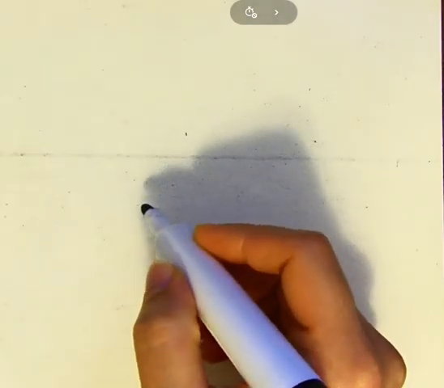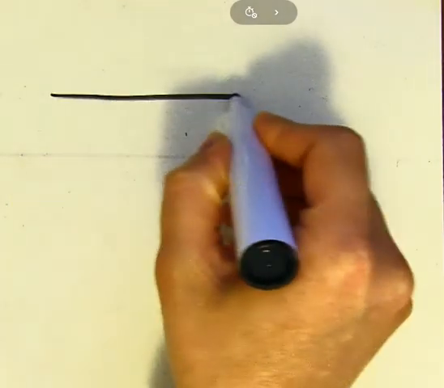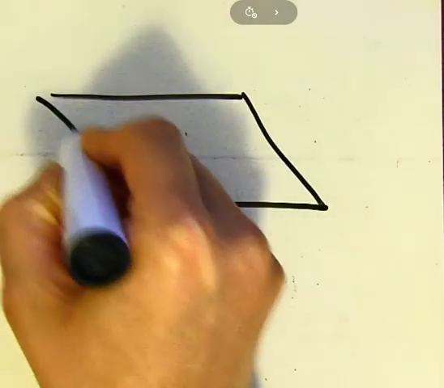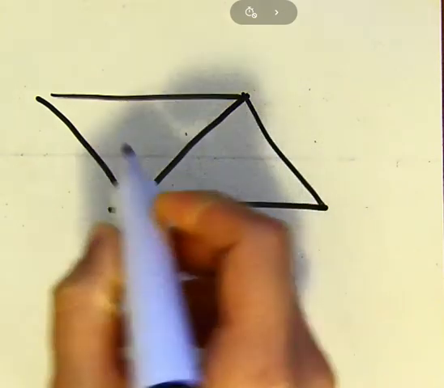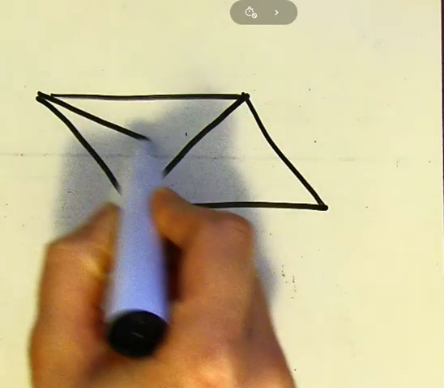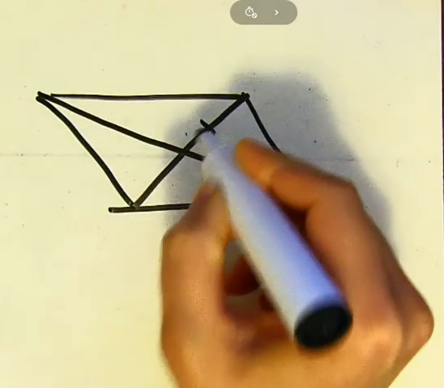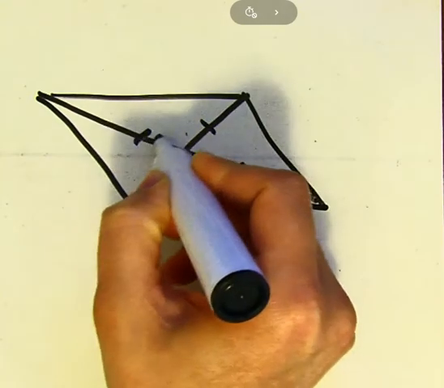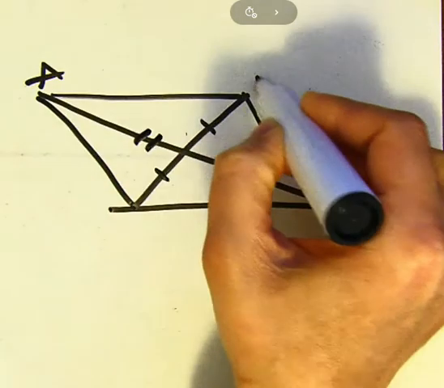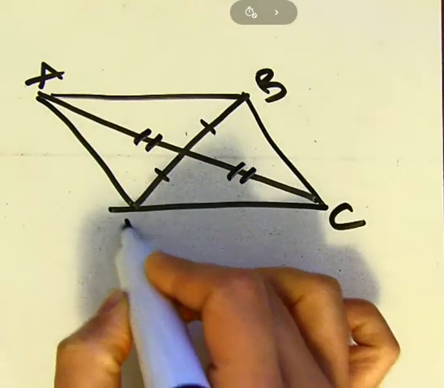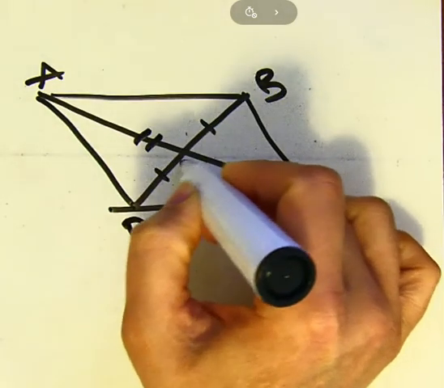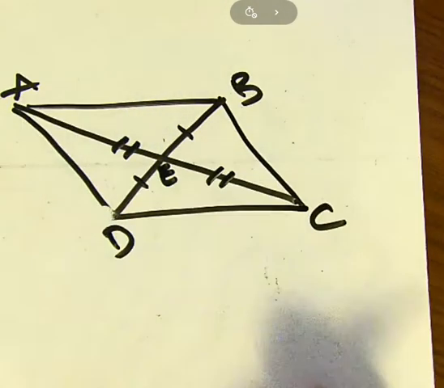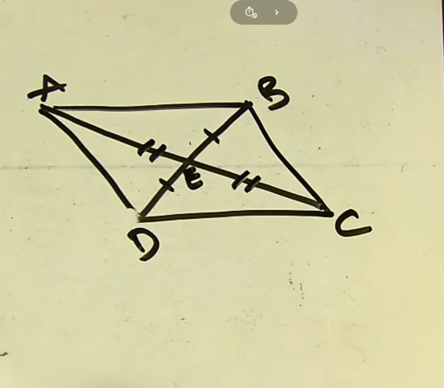Okay, so we've got quadrilateral ABCD, and we're given that the two diagonals are bisecting one another, meaning this segment is congruent to that, and this one is congruent to that one. Here we have A, B, C, D, where the two diagonals intersect at point E. What we're trying to prove is that quadrilateral ABCD is a parallelogram.